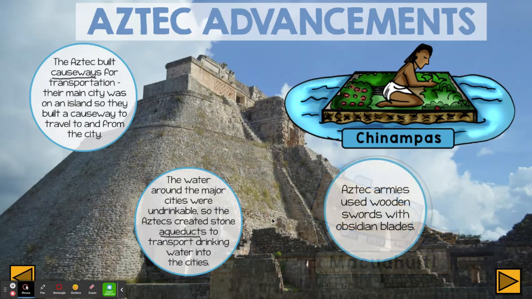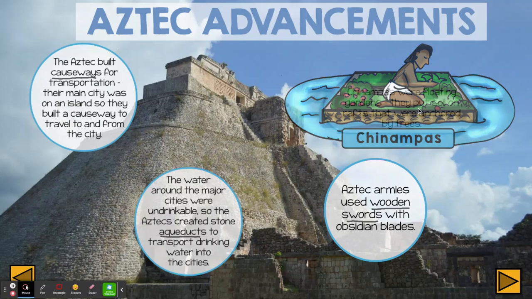Next up was the Macuahuitl. Aztec armies used those wooden swords with obsidian blades. So we're not going to worry about the real fancy term. We're just going to stick with the wooden swords. Okay, and that obsidian is a very strong piece of stone, so it was much more lethal than what some of the other civilizations were using.